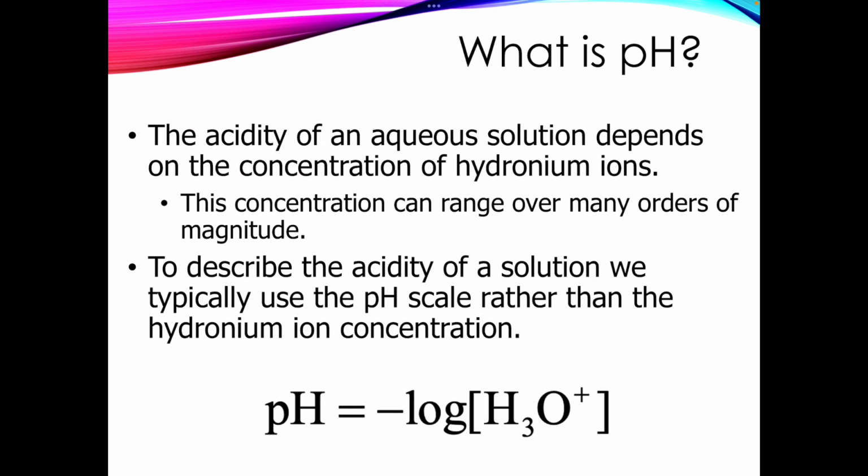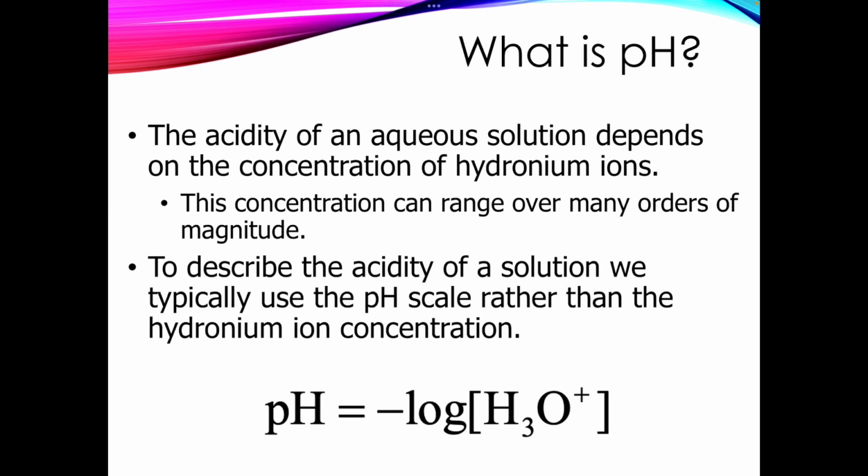So before, we were talking about determining whether our solution was acidic or basic using litmus paper, right? We said we can use that litmus paper. If it turns pink or red, then that means it's acidic. If it turns blue, that means it's basic. But it's not that precise, right? It doesn't tell us how acidic or how basic. It's not just black and white.